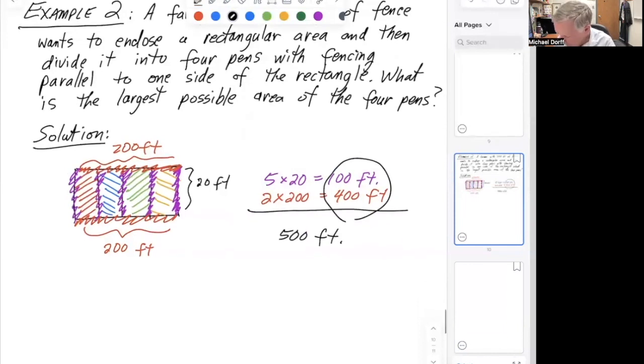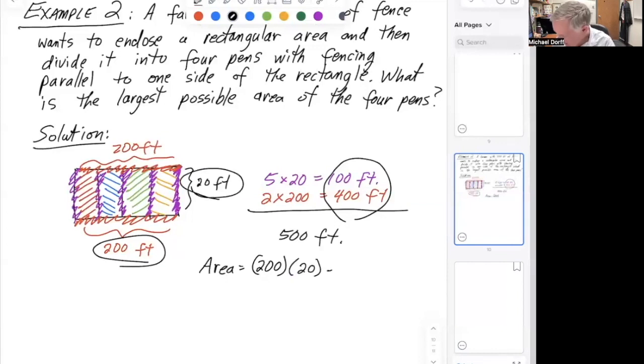And if I had this situation, then what's the total area? The total area would be 200 feet, which is this bottom part, times 20 feet, which is this part here. And that would give me then 4,000 square feet of area. Now, is that the best answer?